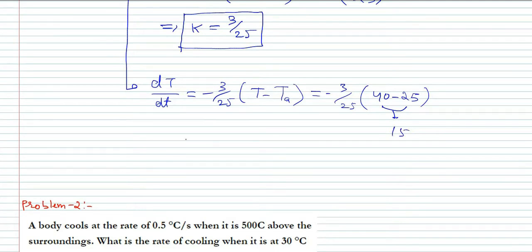So we get minus 3 by 25 into 15. Now 5 threes are 15, 5 fives are 25. We get minus 3 threes are 9, minus 9 by 5. Minus 9 by 5. Now how much is that in decimal?